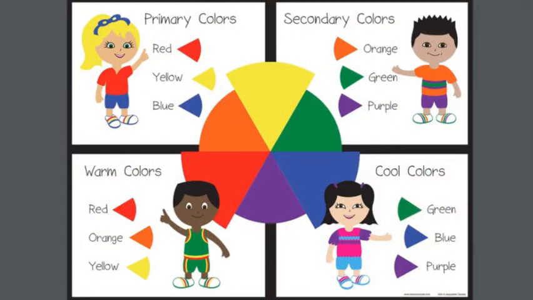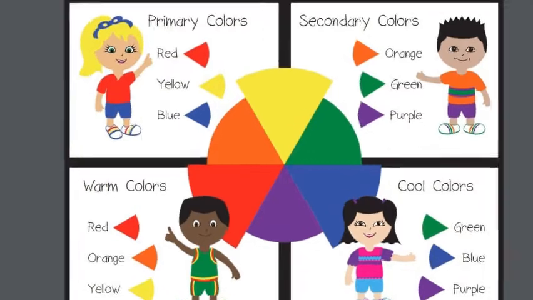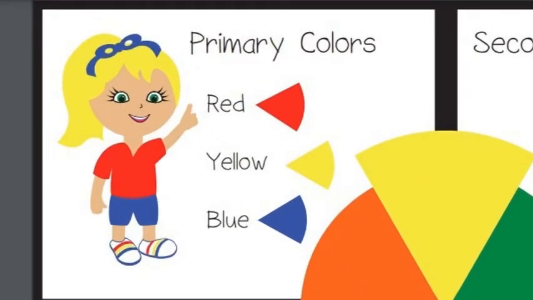This is a color wheel, and it's got our 6 basic colors. It's divided into 4 groups. Let's talk about each one. First, we have our primary colors. These are the colors that we mix together to make all the other colors. Our primary colors are red, yellow, and blue.